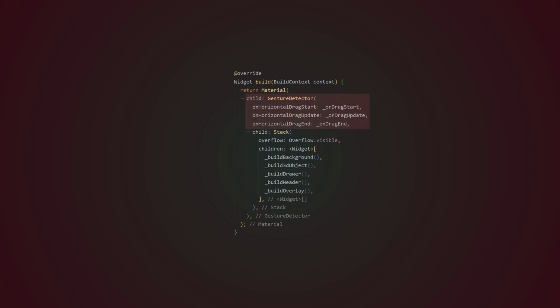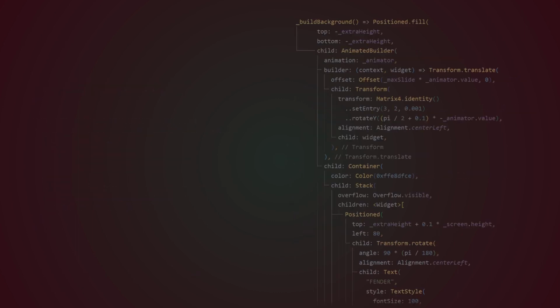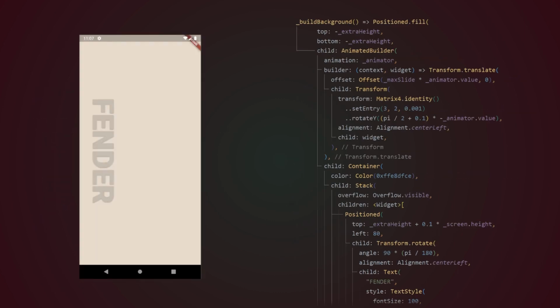The gesture detector will manage drawer interactions. Also, pay attention to the stack overflow visibility. These are callback functions which I wrote for the gesture detector. The only thing I'm controlling here is the main animation controller based on the user touch behavior. The first widget I put inside the stack is responsible for rotation, background color, and the fender world.